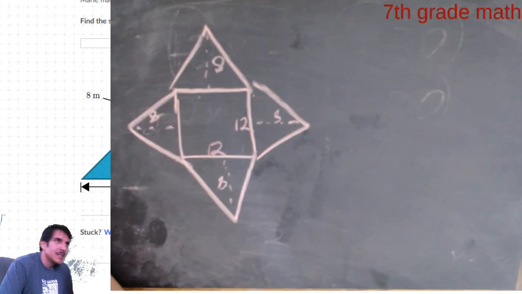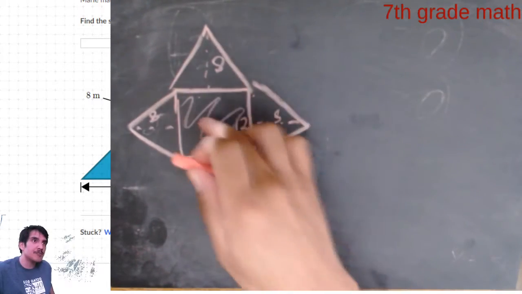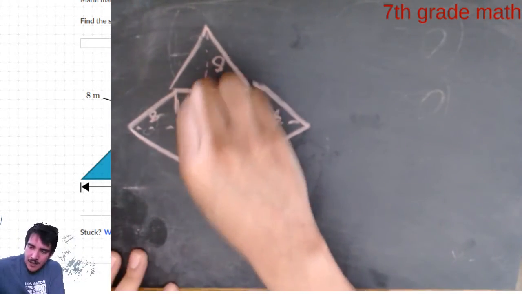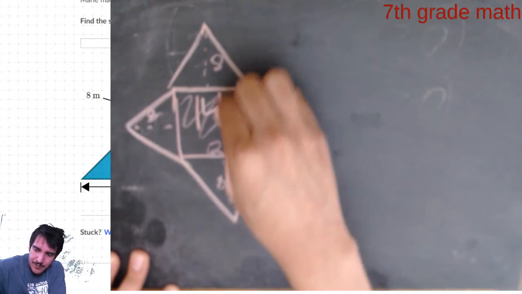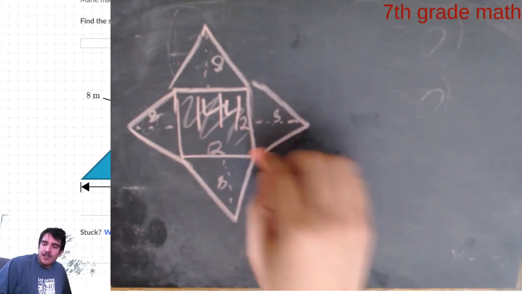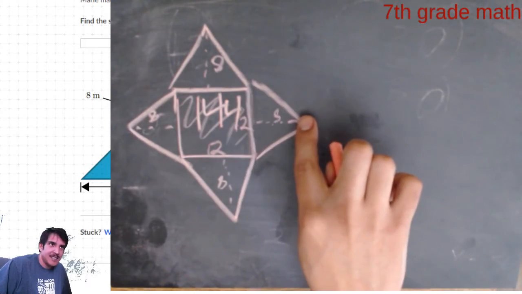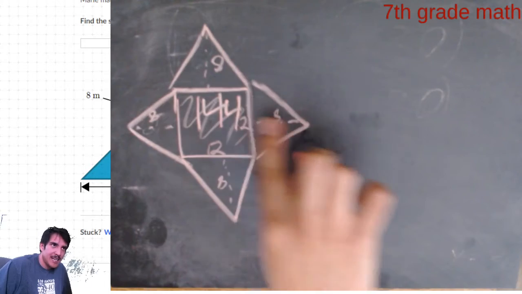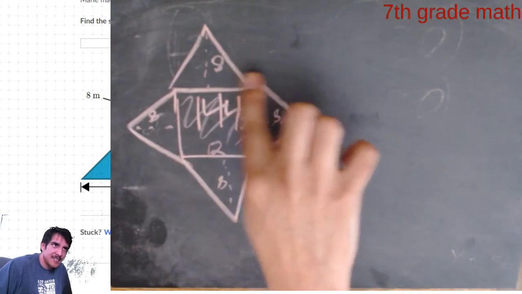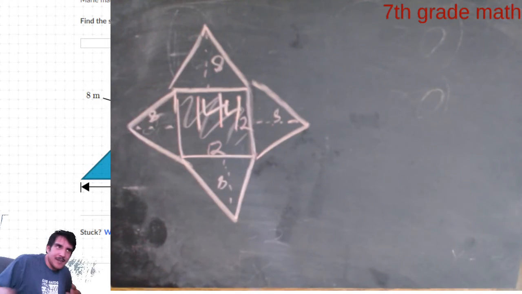Okay, so let's find the area of this little center part right here. What's 12 times 12? You get 144. So you get 144 area for the center of the pyramid. Then let's do the areas of the triangles. Well, you got to do 12 times 8 because that's the base times the height, right?